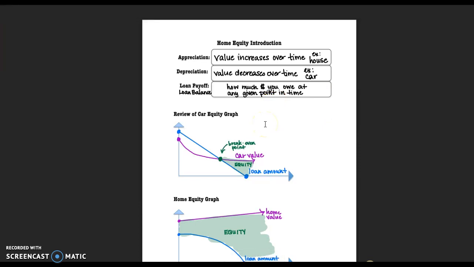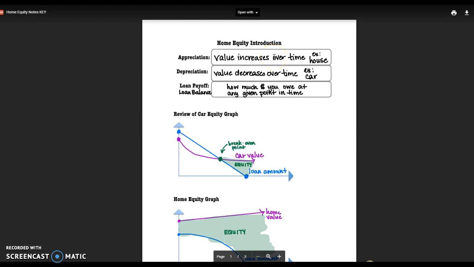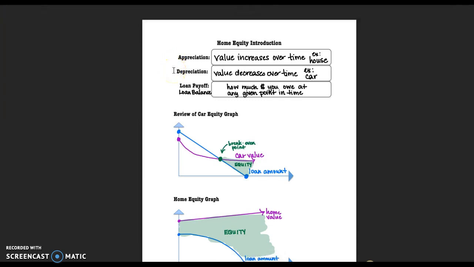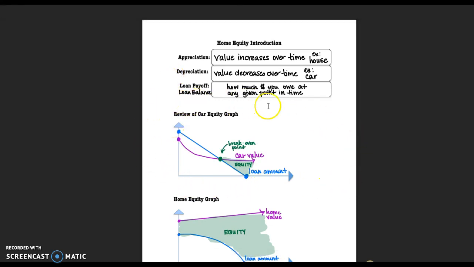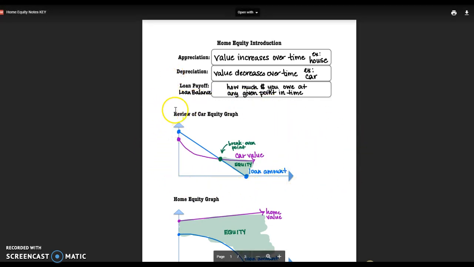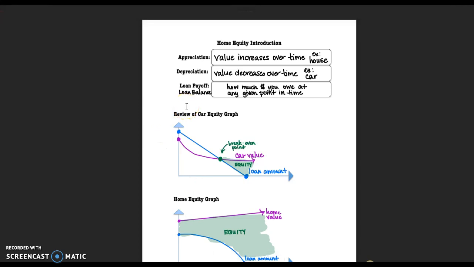So this is all shared with you, both the blank and the key, but we talk about how homes are different than cars in that their value increases or appreciates over time versus a car whose value decreases or depreciates over time. And we review the car equity graph. This is something that we did with them in the first half of the year. So if you were with us in our first semester, this will be familiar to you.